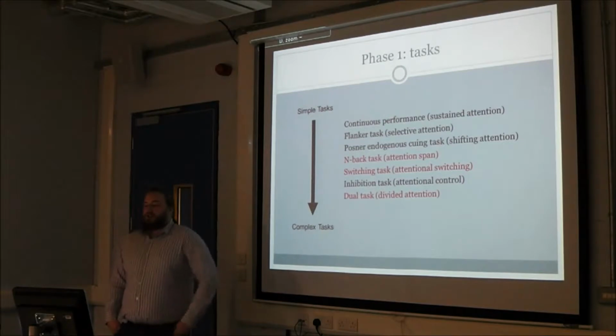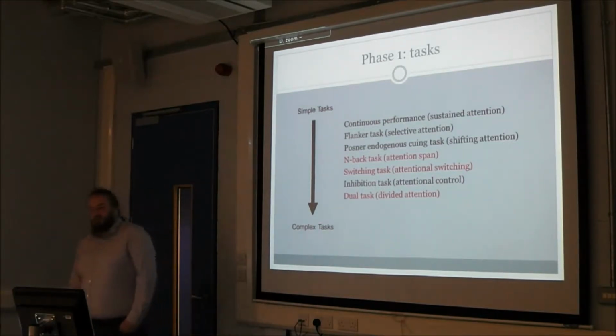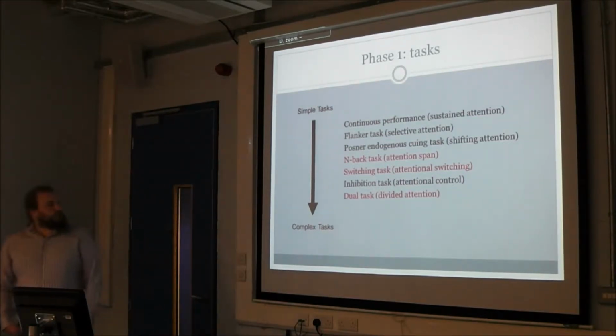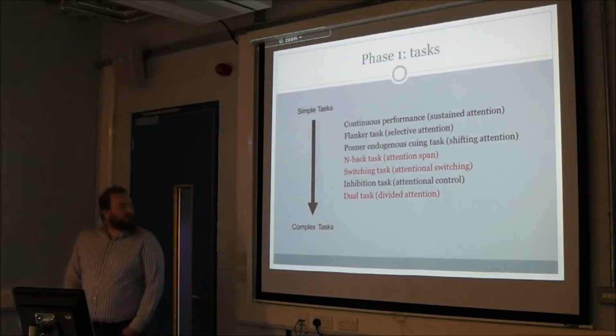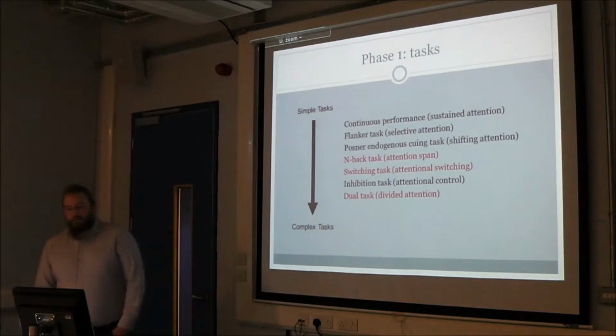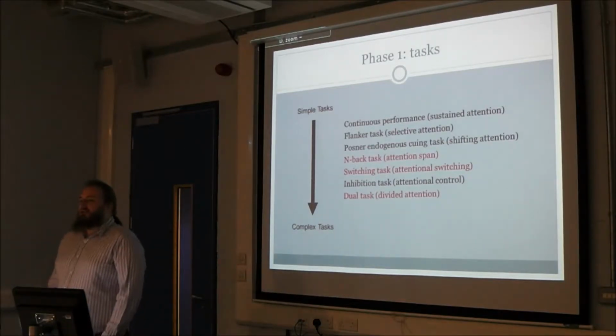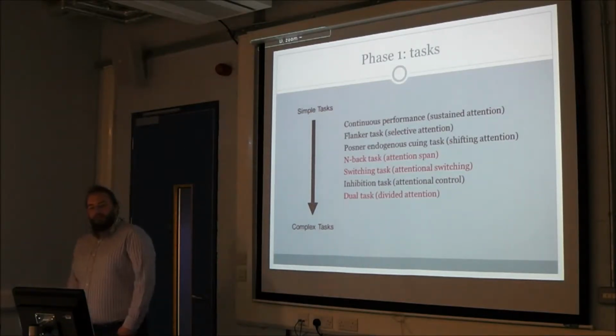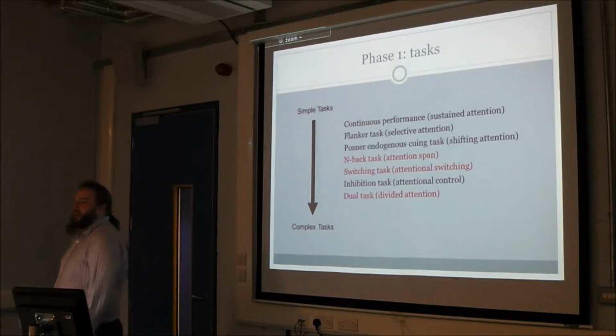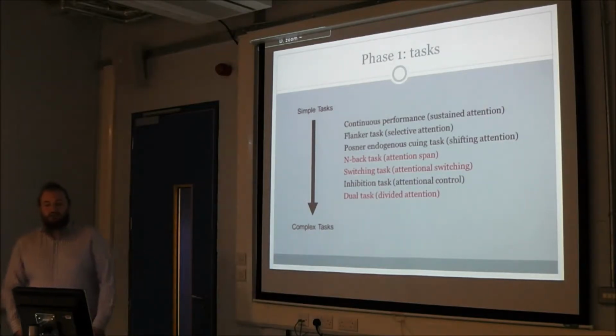So what were the tasks that we ultimately used? I told you about the classification that we used. We used a continuous performance task, flanker task, endogenous cueing, so on and so forth. And what we found was that the effects of pain were selective. We only got an effect of pain on 3 of our 7 tasks here.